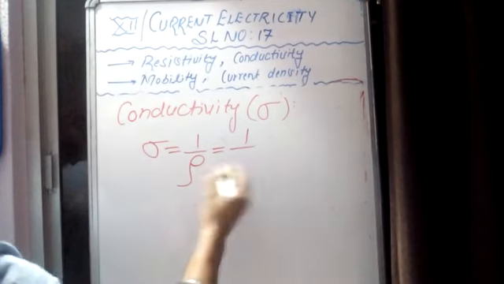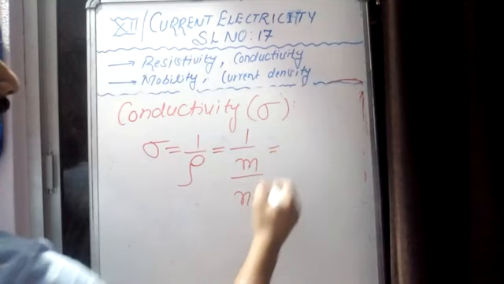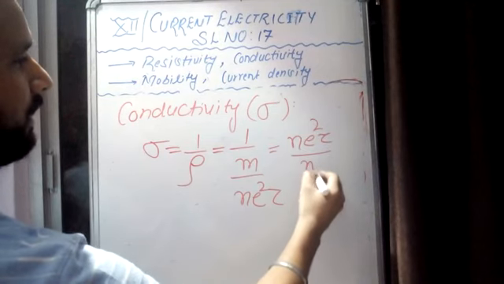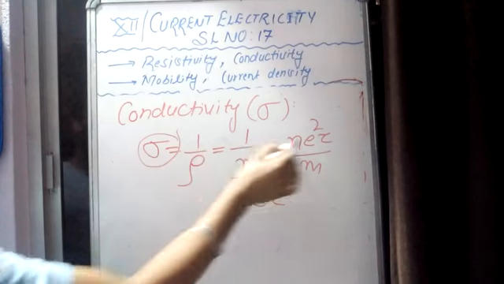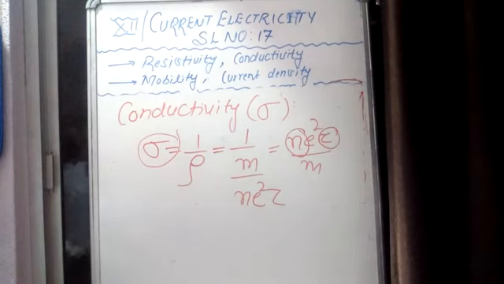Now this is m upon ne square tau, so conductivity is equal to ne square tau upon m. Conductivity depends on n and tau. It does not depend upon length and area. So we can say that like resistivity, conductivity also depends on the value of n as well as tau. It means that the values of n and tau also depend on temperature.